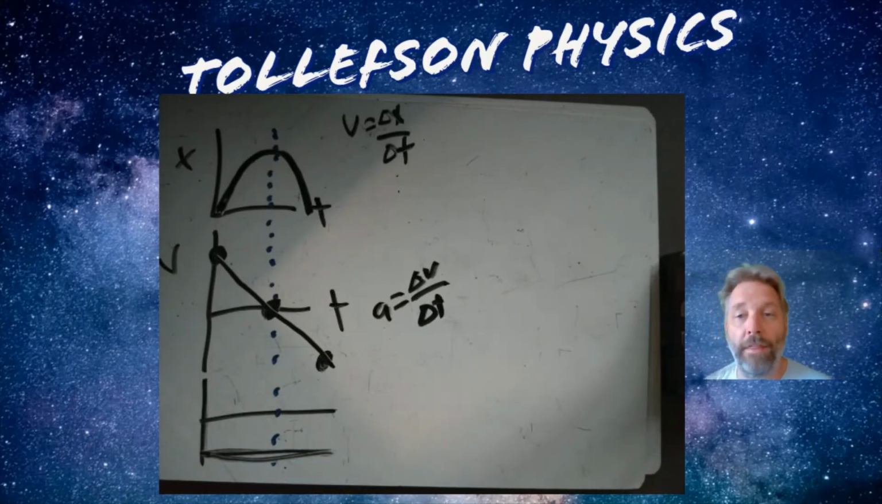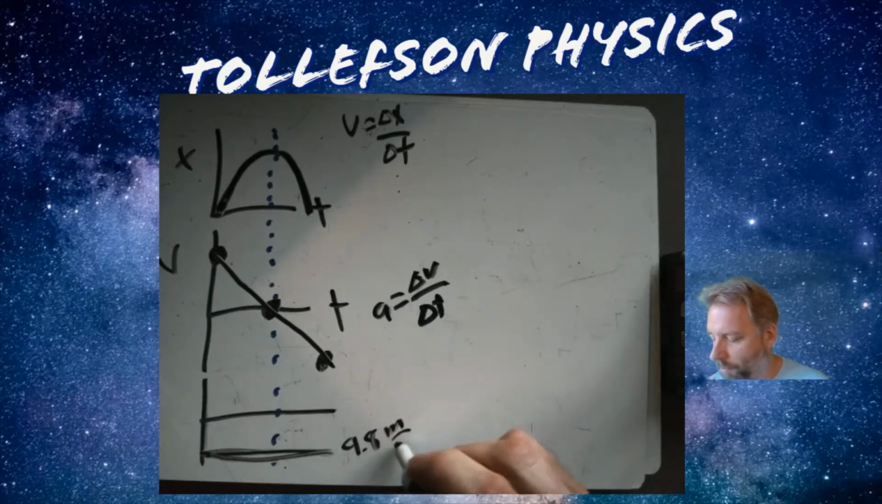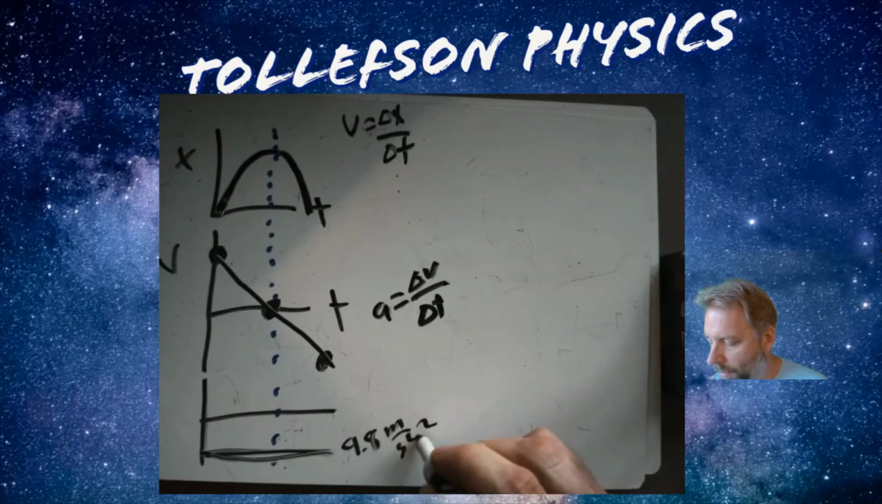And actually one of the things that we'll eventually figure out is this is a number of 9.8. Turns out it's meters per second squared. We'll usually round it to 10.